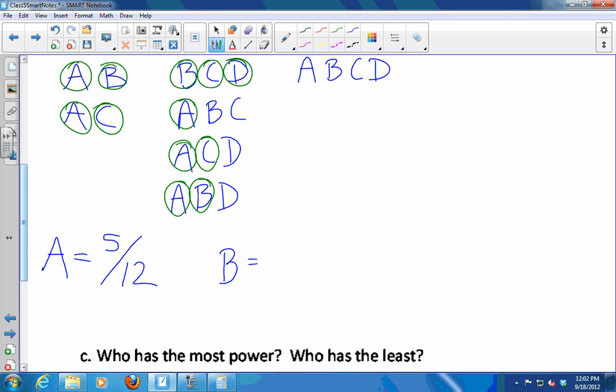How many criticals does B have? 3. So B has 3 out of 12. 13, you must have an extra one circled. C is also 3. And D has 1/12 of the power.